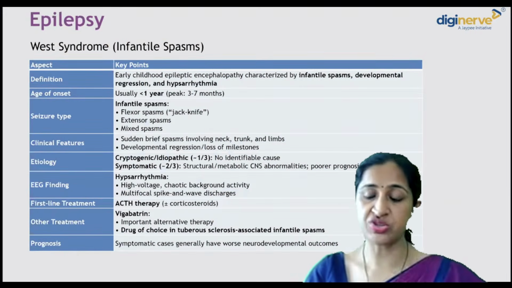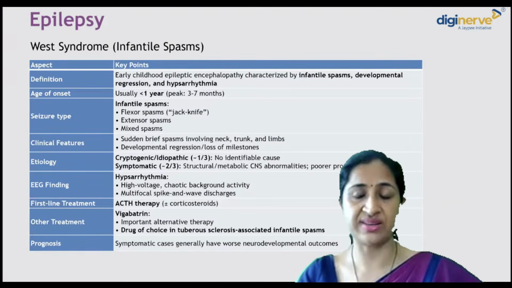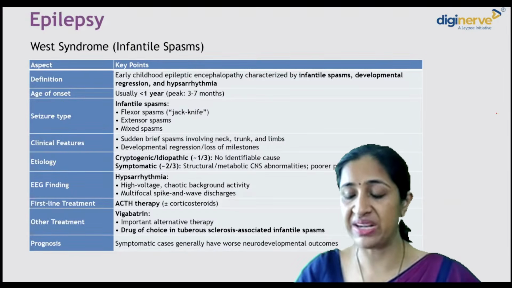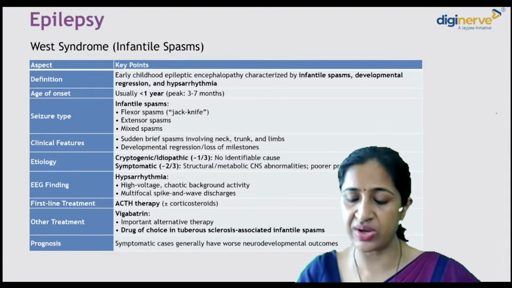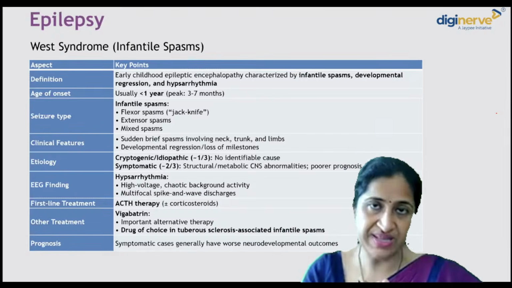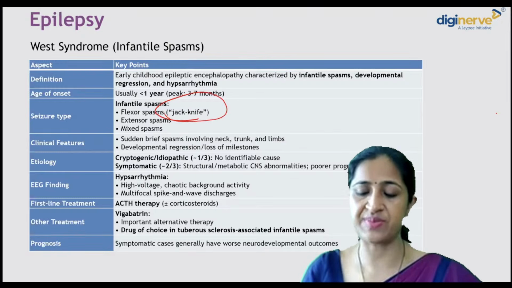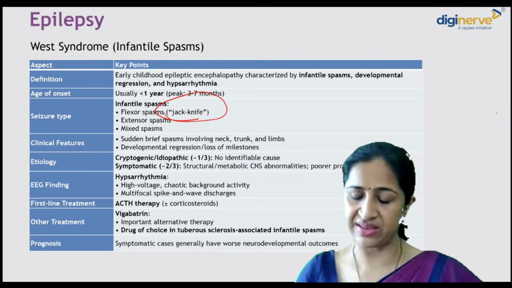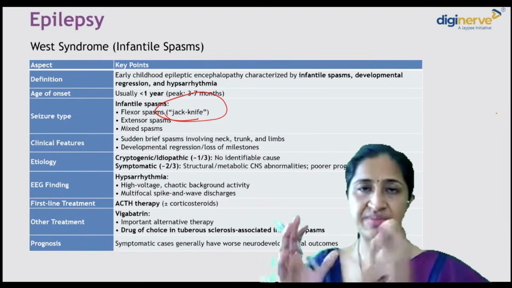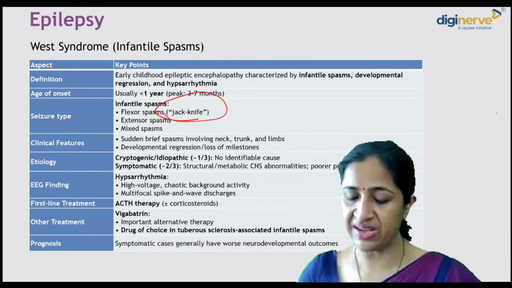West syndrome is also called infantile spasms. That's what I discussed there, where you have developmental delay, hypsarrhythmia with infantile spasms, usually diagnosed at less than 1 year of age. You can have flexor spasms called jackknife spasms. You can also have extensor spasms, where the child completely arches back like that. And the sudden spasms keep happening and there's developmental delay.